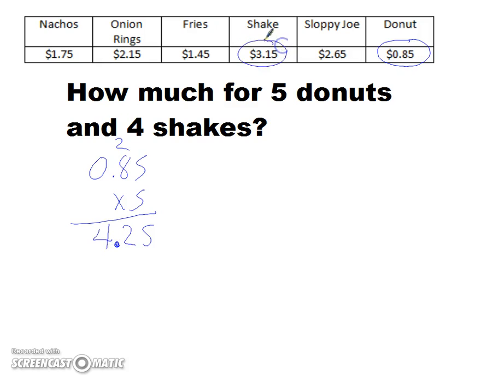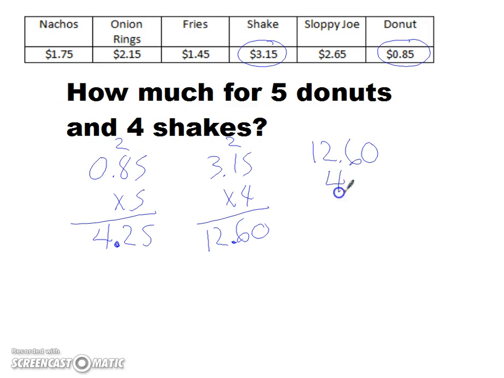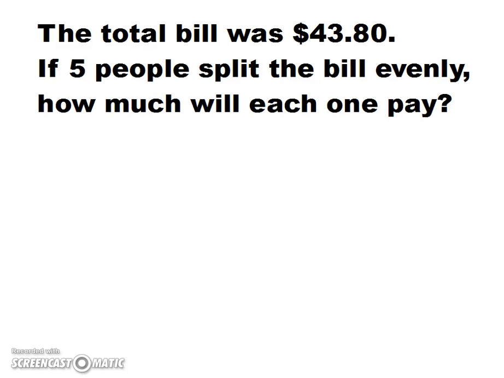4 shakes. 315 times 4. 5 times 4 is 20. Carry my 2. 4 times 1 is 4, plus 2 is 6. 4 times 3 is 12. $12.60. And I need to add them two together. 1260 plus 425. Don't even have any regrouping going on here. There's a 5 and an 8. 6 and a 1. $16.85. The total bill was $43.80.